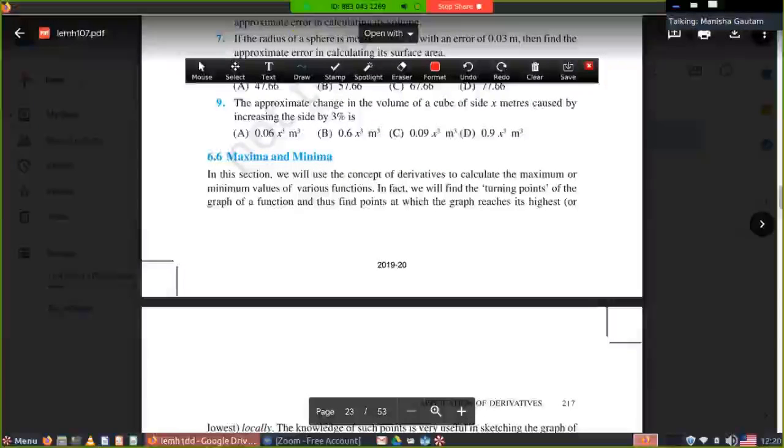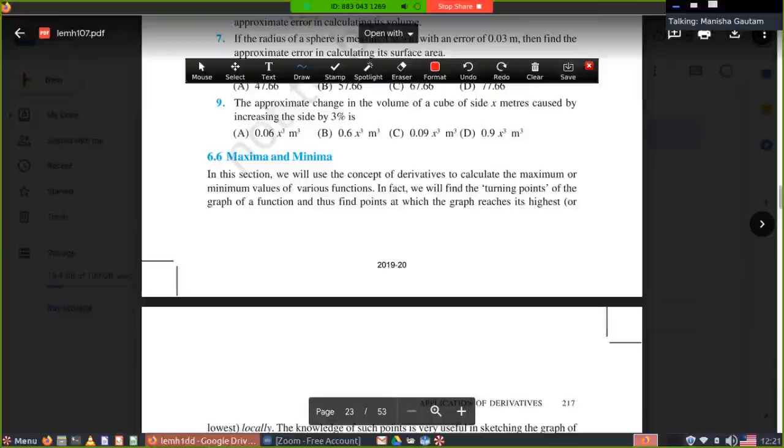We are doing chapter number 6, application of derivatives. In the previous lectures, we have studied the topics increasing and decreasing functions, tangents and normals, properties of tangent and normal, and the exercise. Now we will discuss the topic maxima and minima.